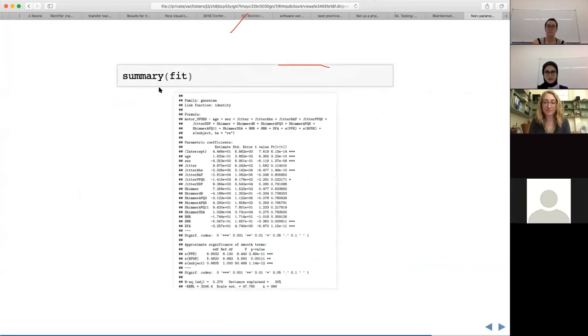So you can do summary of the fit as per the linear models, and you will get estimates for the parametric coefficients. So here it tells you that I'm assuming that my response has a normal distribution. The link function, I'm using an identity link function. I get estimates for the linear coefficients. And I get an estimate for the smooth terms that are fitted for PPE and RPDE. And of course, this is the estimation of my random effect term.